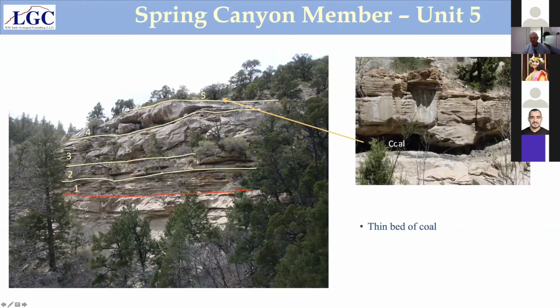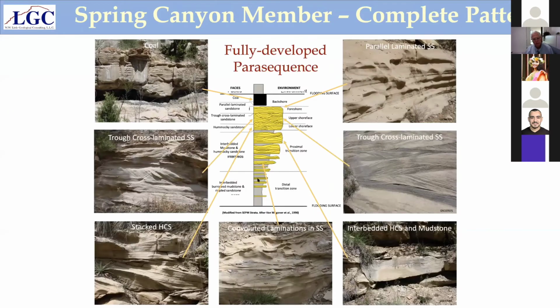Okay, so the coal clearly represents that we have transitioned from the marine into the shoreline and up here into terrestrial conditions. So more like a swamp where there's a significant amount of plant material that's accumulating to produce the coal. Okay, so putting the whole thing together in this case, I showed you this diagram a little bit earlier, where we talked about marine mudstone that is interbedded with hummocky sandstone, and then the hummocky sandstone gives way to trough cross bedding, parallel laminations, and then there can be a variety of things on top. In this case, it's coal.